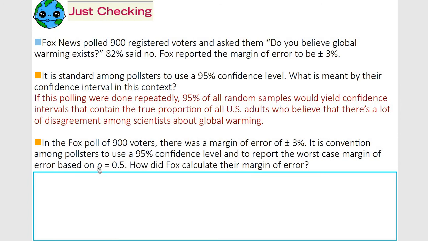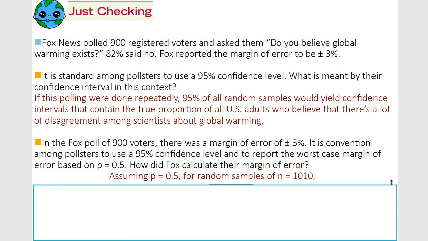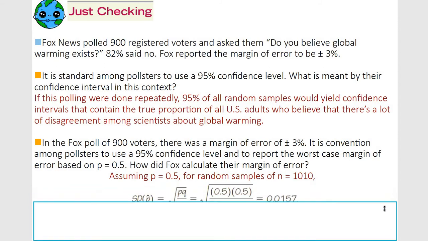In the poll, it's conventional for pollsters to use a 95% confidence level. How did they calculate their margin of error? How did they get that 3%? Well, assuming it's 0.5, a 50-50 chance of saying yes, you believe it, or no, you don't, and here you have a random sample of 1010.